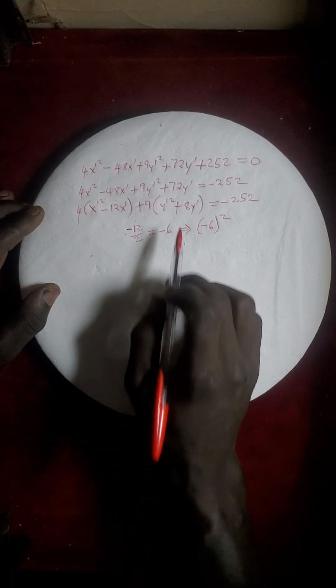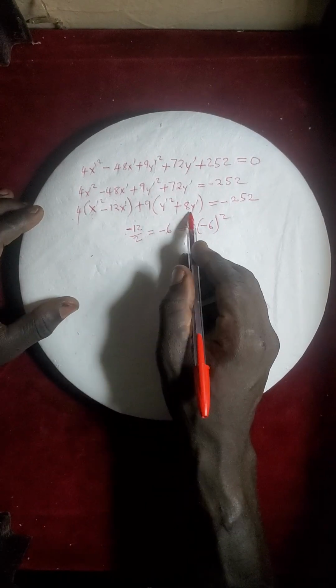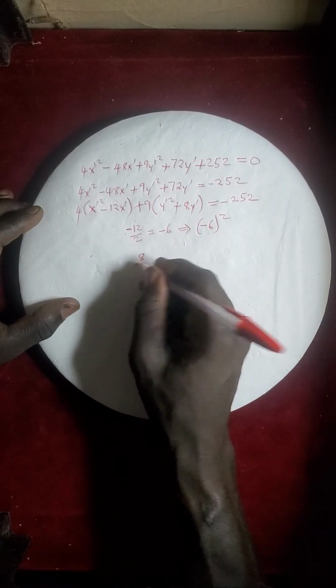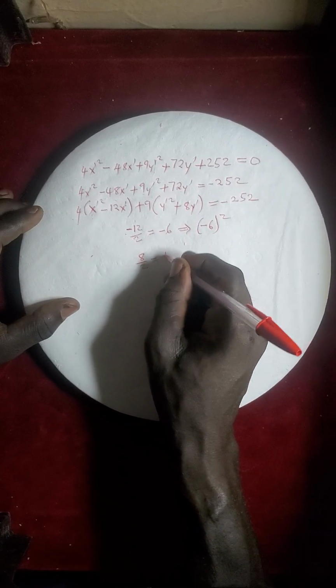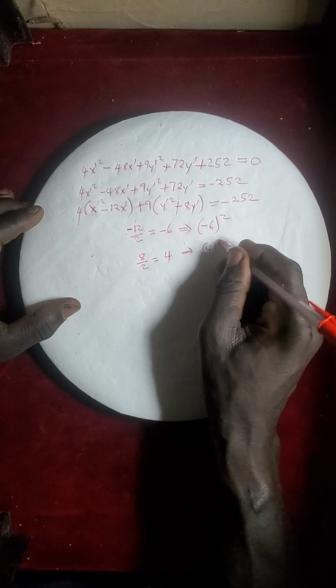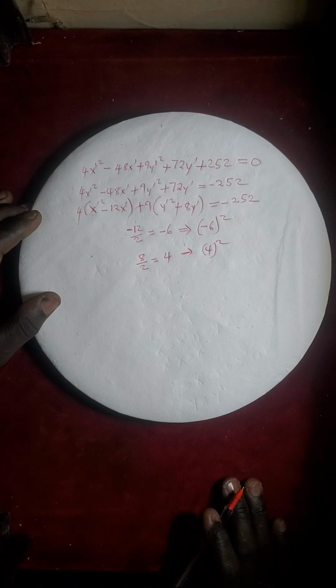Simple. I do the same in the other bracket. I target the number which is attached to y. I divide it by 2. It gives me 4. Then that number, I square it. So you've seen what I've done.